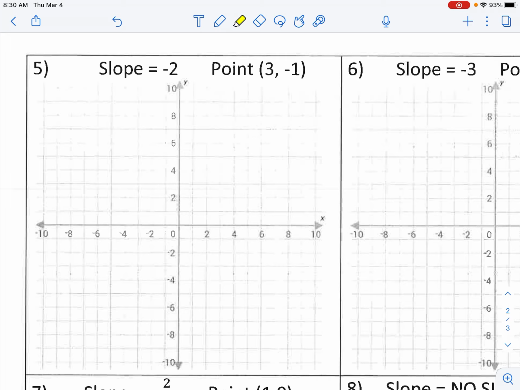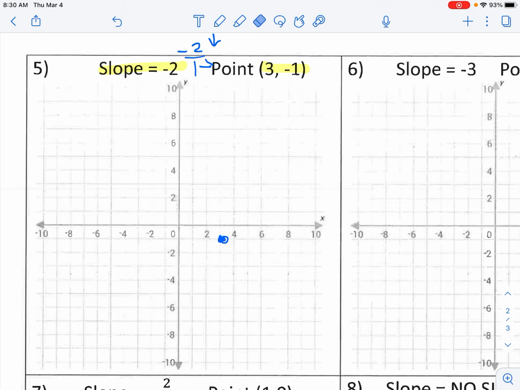All right, number 5, we're halfway finished. Slope equals -2, and this first point is at 3, -1. So if the slope is -2, that means I'm going to go down 2 and to the right 1. So my first point is at 3, -1. So find 3 on your x, find -1 on your y. Where 3 and -1 meet is going to be your first point.